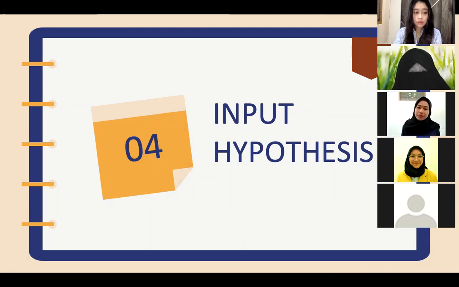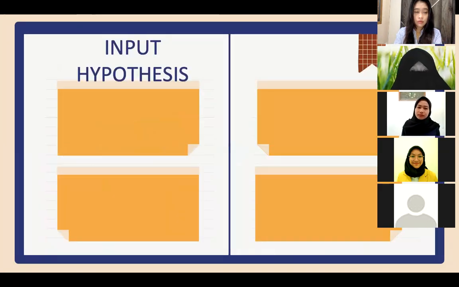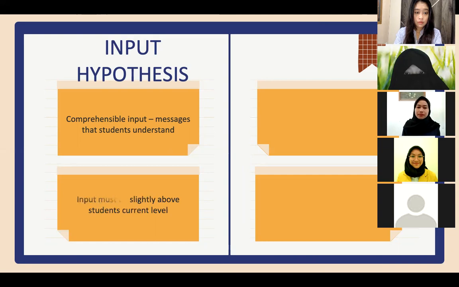The fourth is Stephen Krashen's monitor model: the input hypothesis. So what is the input hypothesis? Input hypothesis is comprehensible input, or the messages that students must understand. So what kind of comprehensible input? It is a message that students can understand, which is a must for the process of language acquisition itself. So what input must be given to the students?